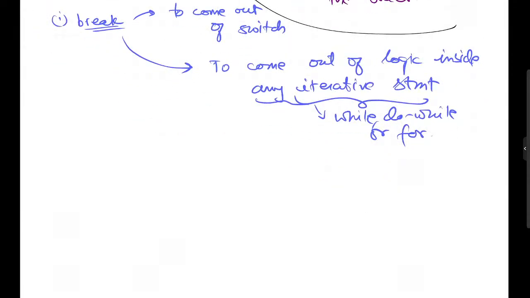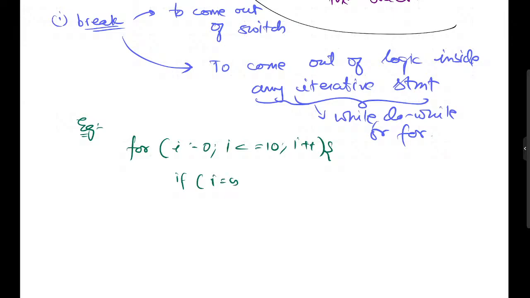So what will you do? A very good example that I can take is, I can write a for loop, for i equal to 0, i less than or equal to 10, i plus plus. I can do if i equal to 5, what am I going to do? I am going to break. In other cases, I am going to just print i. So what will happen here?